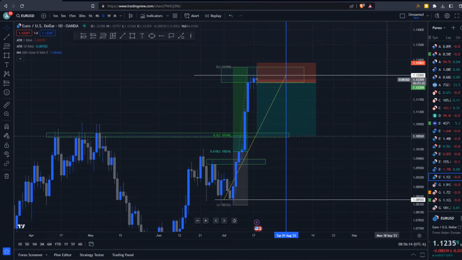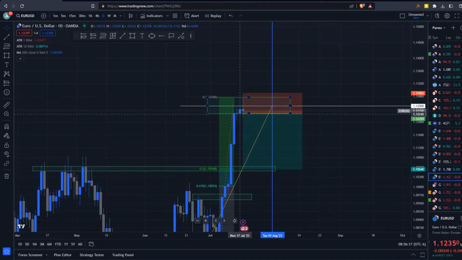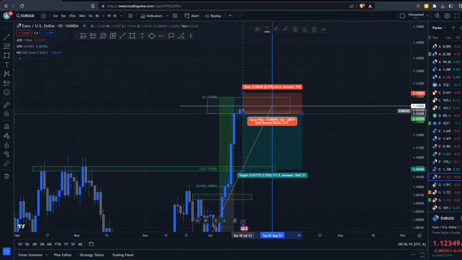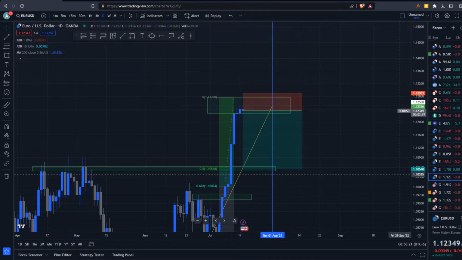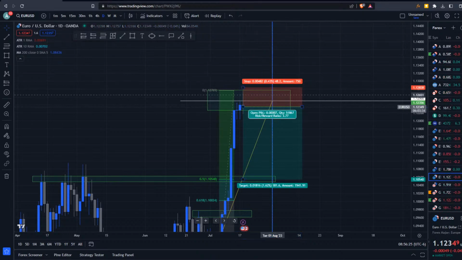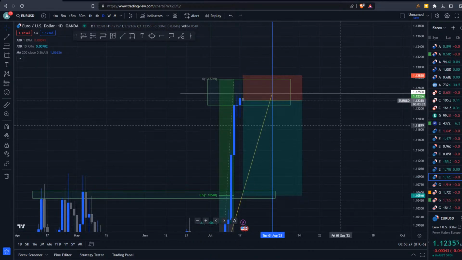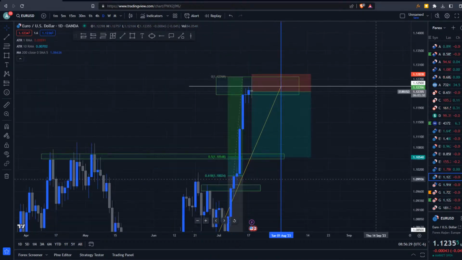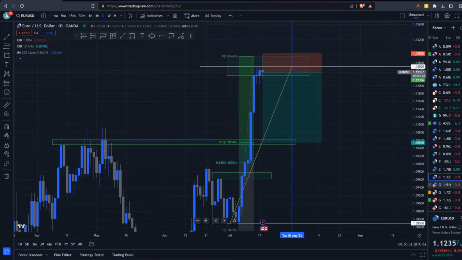You could get maybe a 3R on this if you got in on it now. If you wanted to shrink your stop a little bit, you might get a 4R, so that's not a bad trade at all. You could definitely take that off the euro dollar.